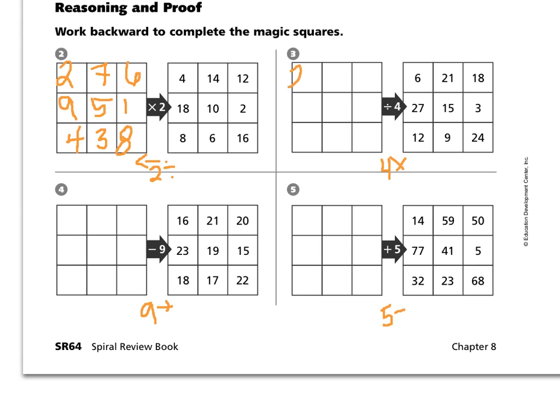I'm going to start you off with 24. 21 times 4 is going to be 84. And go ahead and multiply the rest by 4.